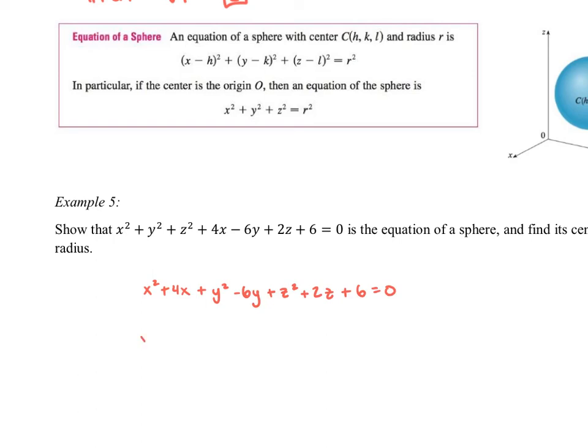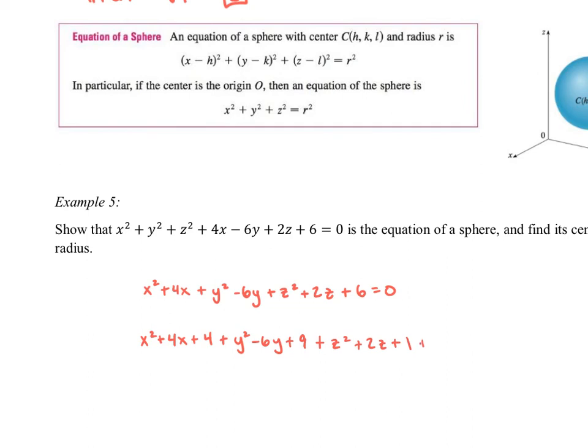So we have x squared plus 4x. We really want that to be x squared plus 4x plus 4 because that's a perfect square trinomial. And by the way, if you forgot that technique, what you're doing mathematically is taking the middle term, dividing it by 2, and then squaring it. So 4 divided by 2 is 2, squared is 4. Y squared minus 6y, if we divide negative 6 by 2, you get negative 3 squared is 9. So that's going to be 9 there. And then z squared plus 2z. 2 divided by 2 is 1, squared is 1.